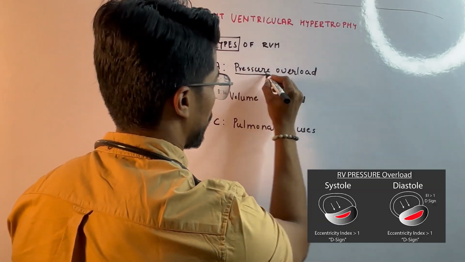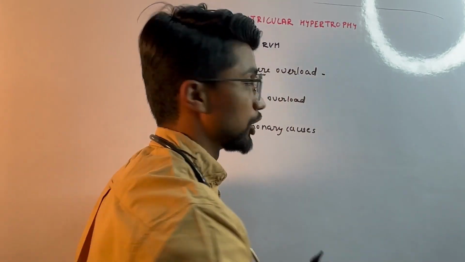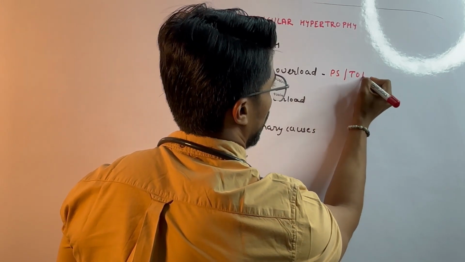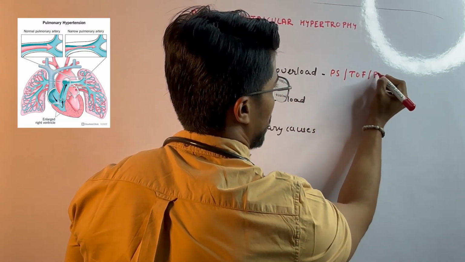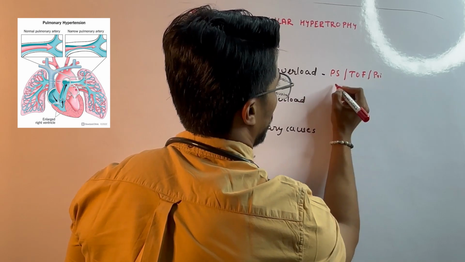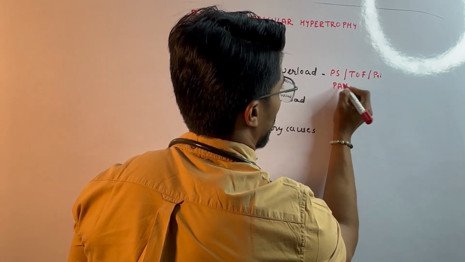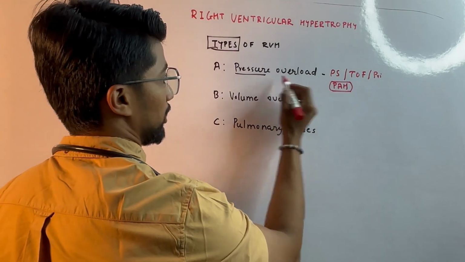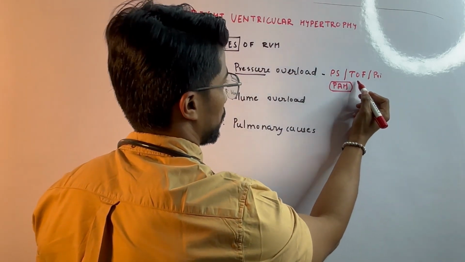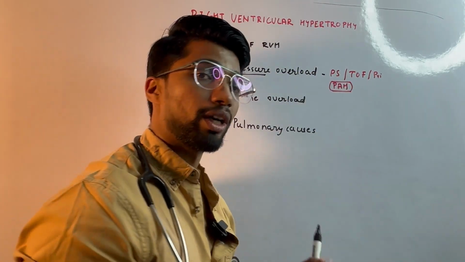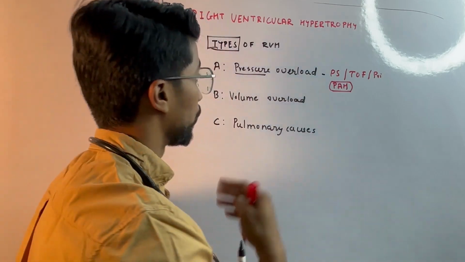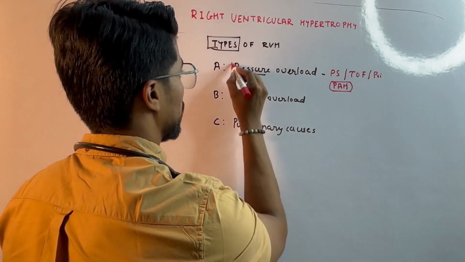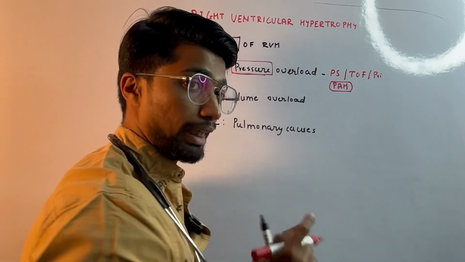First is the pressure overload. In this, we have examples. For example, there's pulmonary stenosis, patients with TOF, or primary pulmonary hypertension, which is also called pulmonary arterial hypertension. So these are the patients who will have a lot of pressure on the RV, and the RV might grow as big as the LV or even overgrow the LV. And this is going to have a different presentation on ECG.